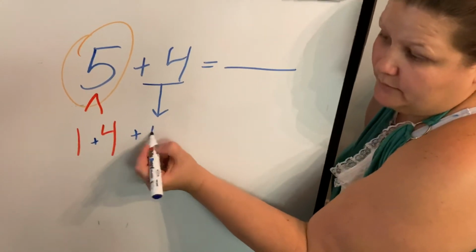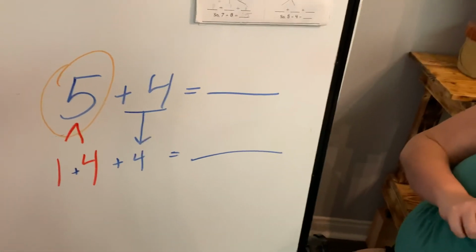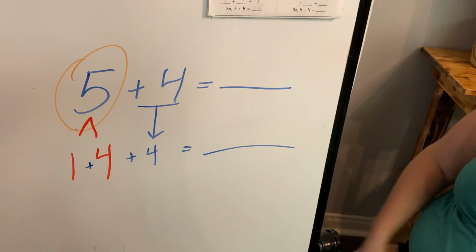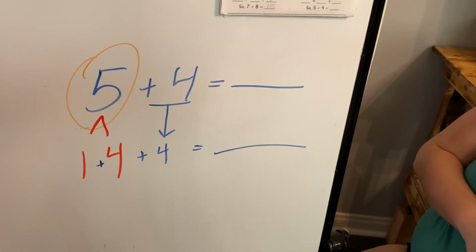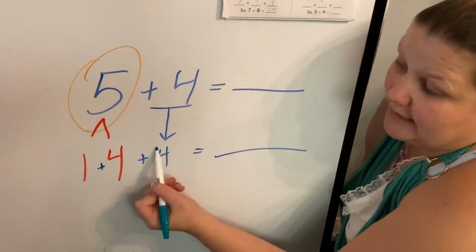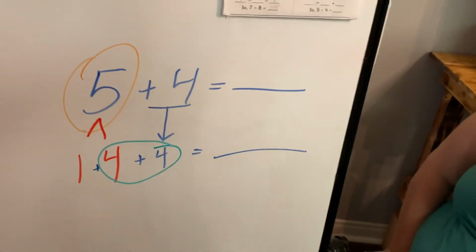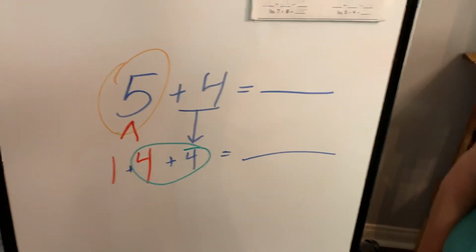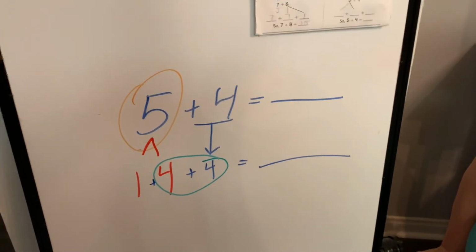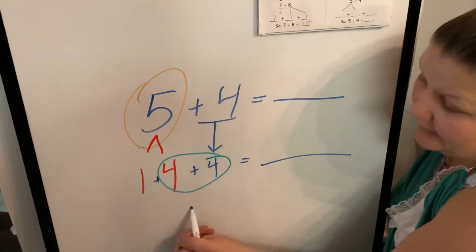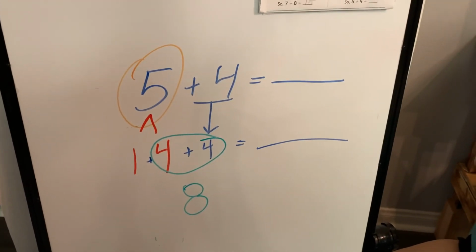And we're going to bring down what we haven't used yet. So now we have 1 plus 4 equals blank. Okay. Step 3, put together your double. Boys and girls, what is 4 plus 4? Think about it. Use your counters and your dots. Double check your answers. You should have had 8. 4 plus 4 is the same as 8.